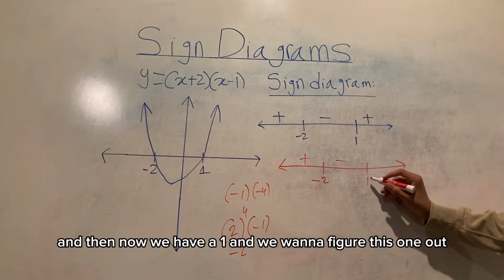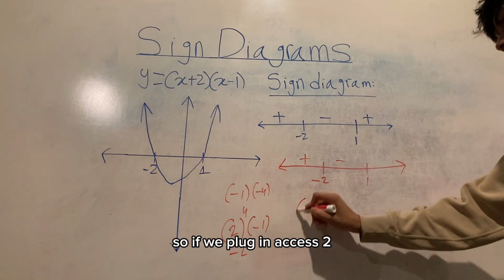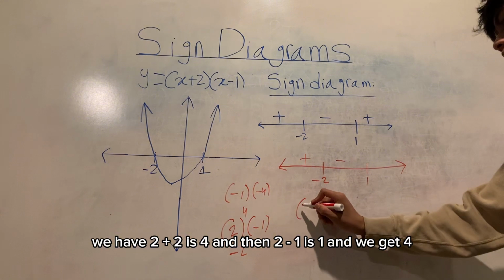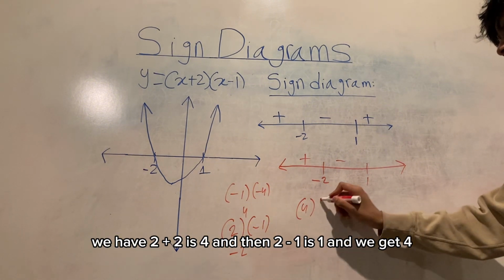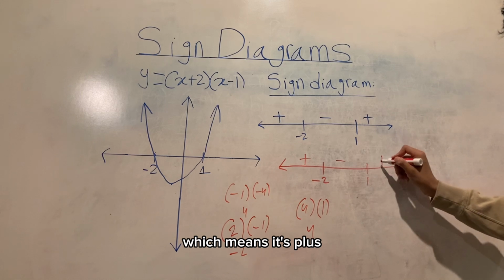And then now we have a 1, and we want to figure this one out. Let's just take 2. So if we plug in x as 2, we have 2 plus 2 is 4. And then 2 minus 1 is 1. And we get 4, which means it's plus.